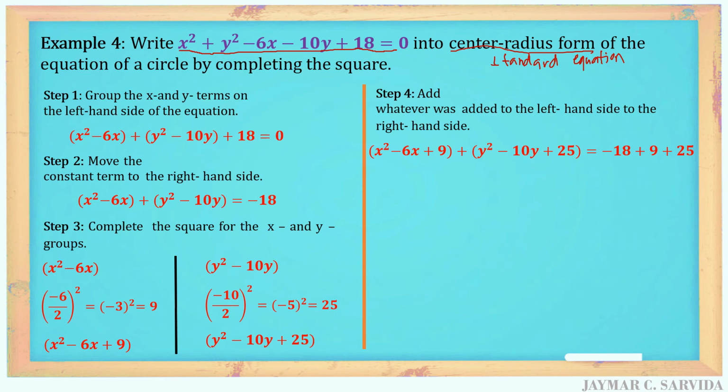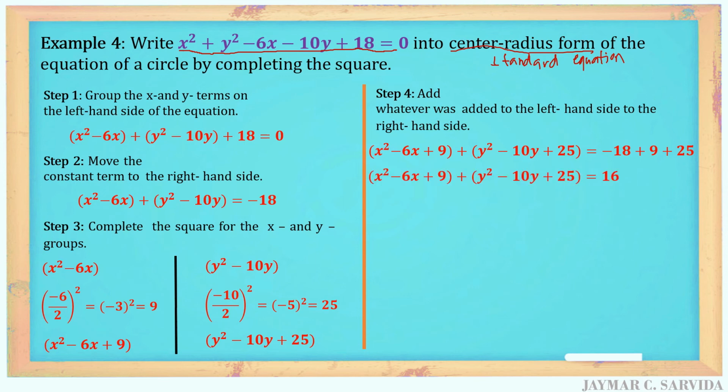So dito, nag-add tayo ng 9 at saka ng 25. Di ba? 9 dito sa ating x group at 25 naman sa ating y group. So i-add, kung ano yung in-add natin dito sa left-hand side ng ating equation, yun din ang i-add natin dito sa right-hand side ng ating equation. So mag-a-add din tayo dito ng 9 at saka ng 25 para maging balance yung ating equation.